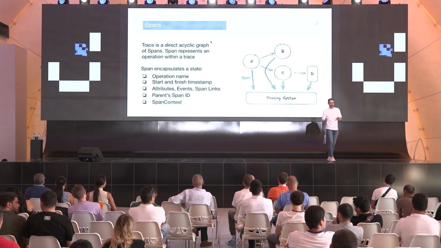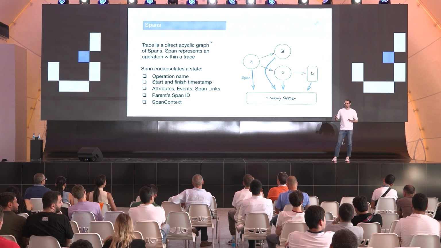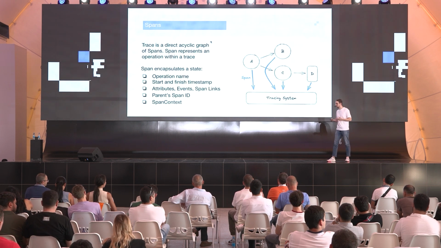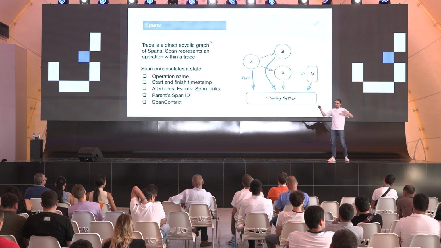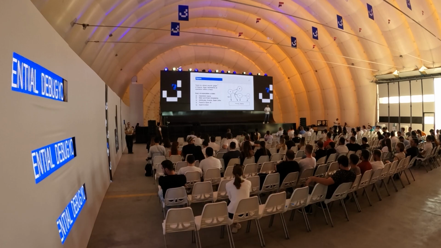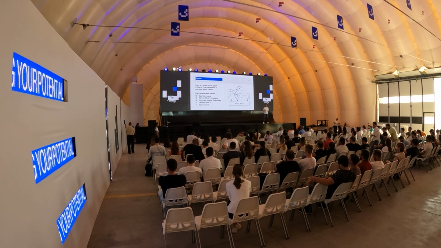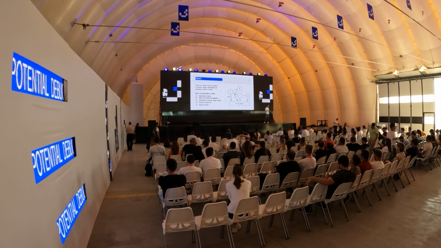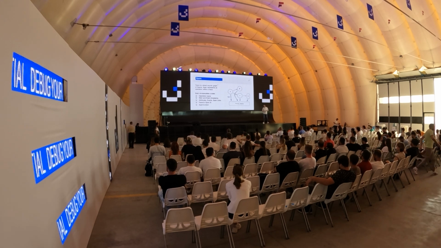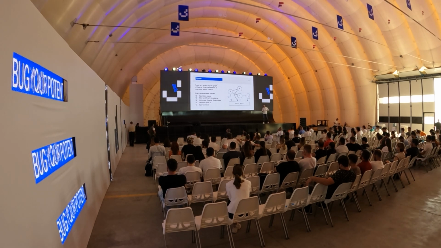Also, a span has a parent span ID. This is needed to reconstruct the graph when all the spans come to the tracing system. Also, the span's state has a span context. Span context is an immutable piece of information that uniquely identifies a span. And also, it is that piece of information that is required to propagate between the spans, so the parent-child relationship could be constructed.